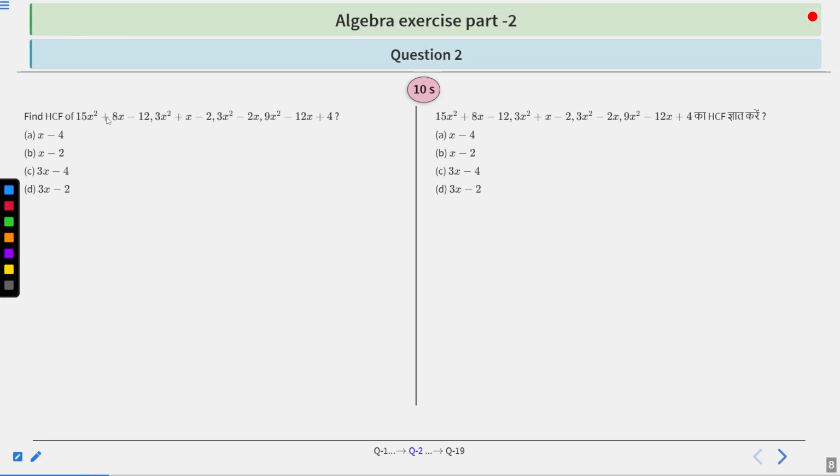Find the HCF of 15x square plus 8x minus 12, 3x square plus x minus 2, 3x square minus 2x, and 9x square minus 12x plus 4. And the options are option A, x minus 4; option B, x minus 2; option C, 3x minus 4; and option D, 3x minus 2.